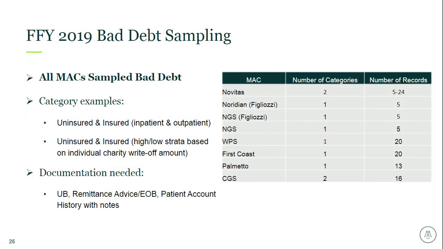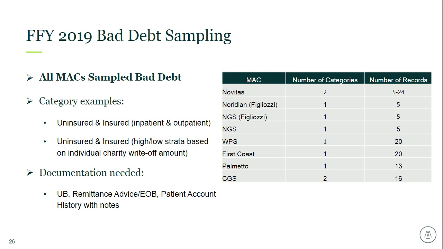So moving on to bad debt. Every MAC, again, pulled a sample of bad debt accounts. And as you can see, similar to charity, the bad debt samples range from all different sizes per MAC. Within the templates provided by the MACs to populate the bad debt detail, it was requested to identify accounts included in bad debt listings as uninsured or insured. And some MACs may have even pulled their samples based on these individual categories as well.